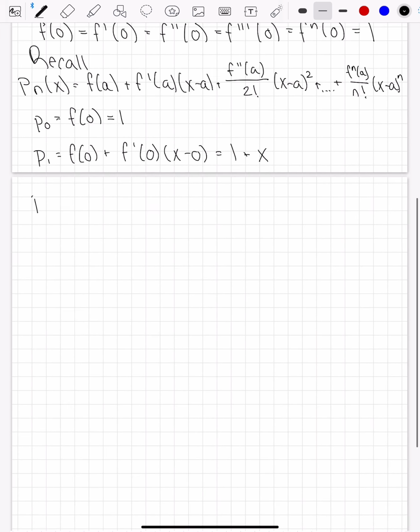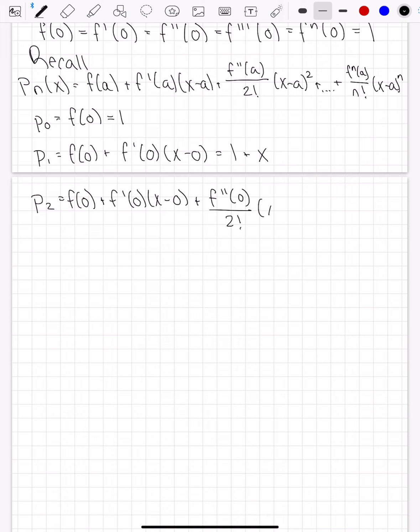Then we have P2, so we bring down those first 2 terms, and then we have to add on our final term, which is the n equals 2 term. So then P2 simplifies to 1, plus x, and then f double prime of 0 is just 1, and 2 factorial is just 2, and whoops, this a is supposed to be a 0 here, so that just simplifies to x squared over 2.